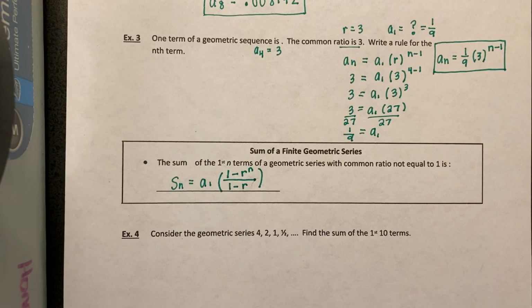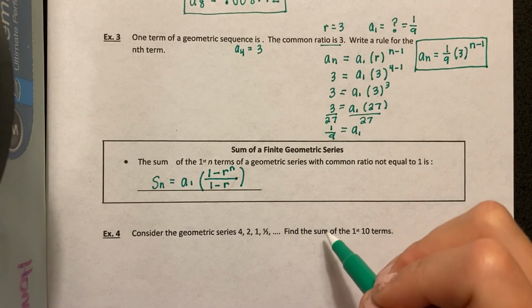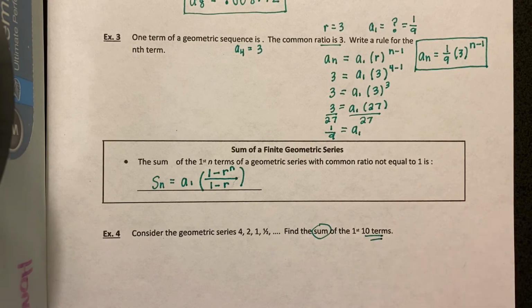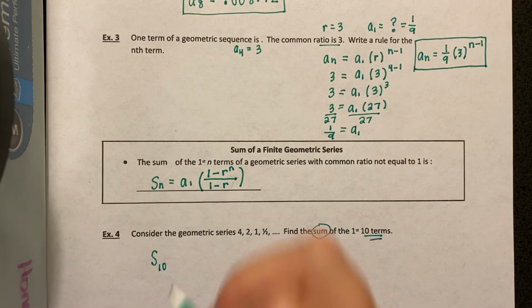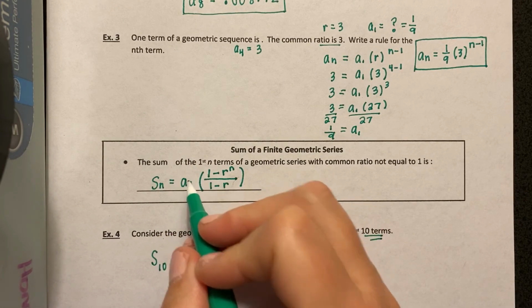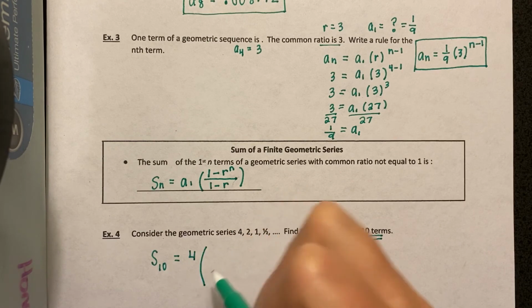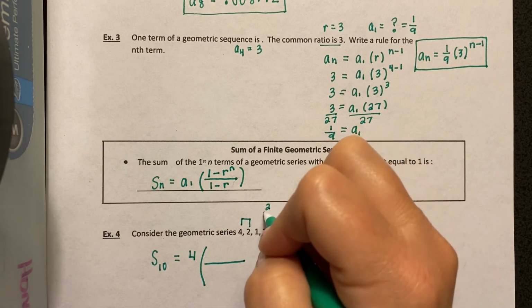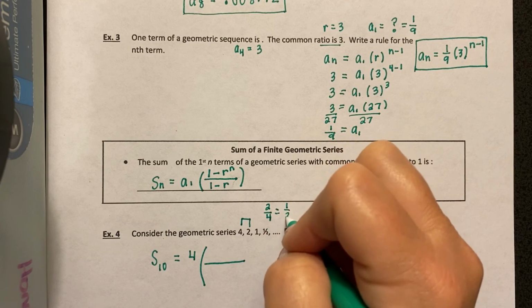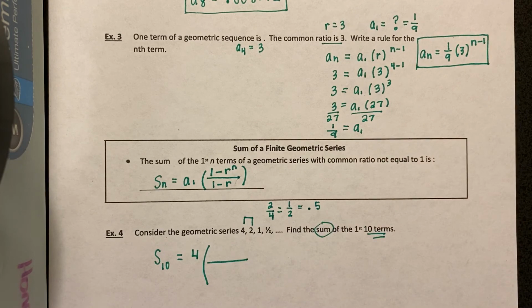So it says, consider the geometric series 4, 2, 1, 1/2. Find the sum of the first 10 terms. So we're trying to find the sum of the first 10 terms. I'm looking at this formula above. My first term is 4. And then I'm going to need r. So to get r, remember I do 2 divided by 4. That's going to be 1/2. You can do 1/2, or a lot of people like to do the decimals on these.